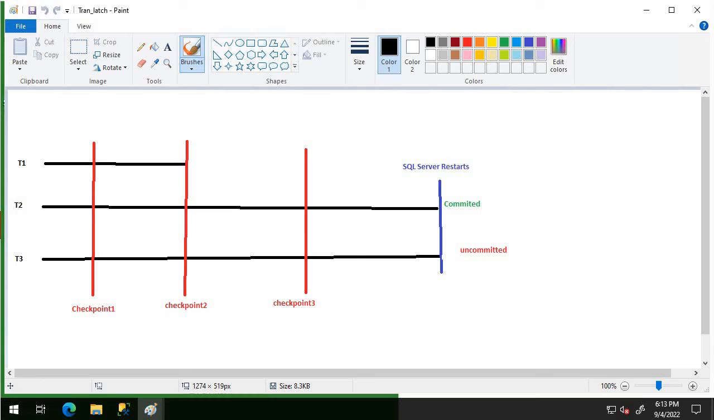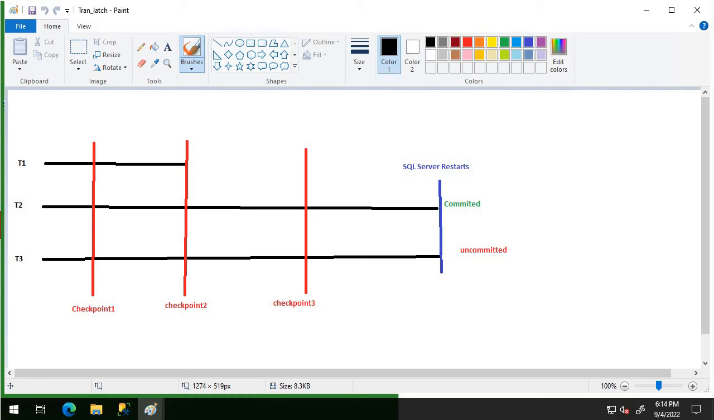Let's discuss the difference between locks and latches. As far as locks are concerned, the purpose of having a lock is to guarantee consistency of the transaction. And as far as latches are concerned, the purpose is to guarantee consistency of in-memory structures. So that's the reason we say locks are used to maintain logical consistency, and latches are used for maintaining physical consistency.